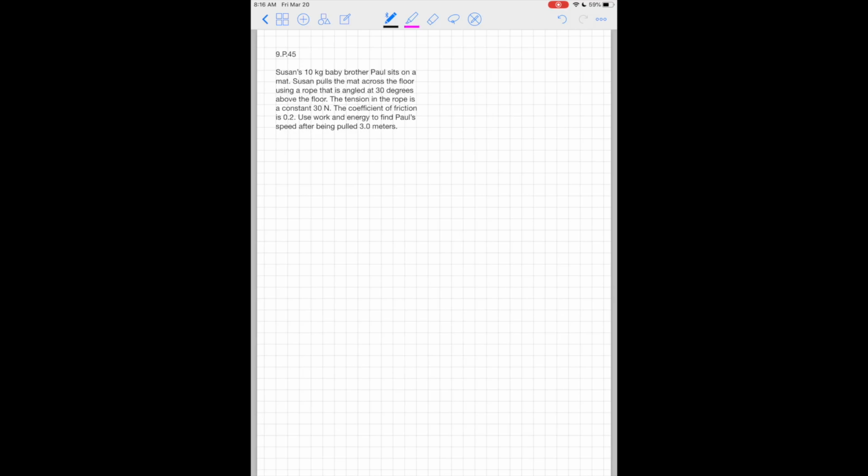The tension in the rope is a constant 30 newtons. The coefficient of friction is 0.2. Use work and energy to find Paul's speed after being pulled 3 meters.